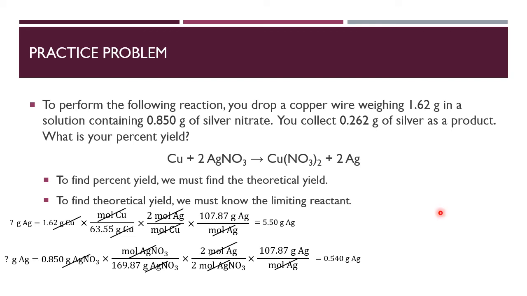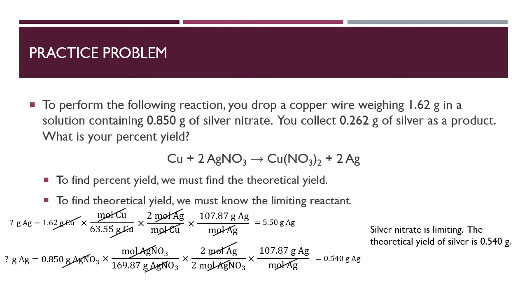So note, I now know that silver nitrate is limiting because that can produce the least amount of silver. Because once I get to that 0.54 grams of silver, my silver nitrate has run out and I have none left over, so the reaction stops. So silver nitrate is limiting. The theoretical yield of silver is 0.540 grams because that's how much my limiting reactant can produce if we were able to collect it all.